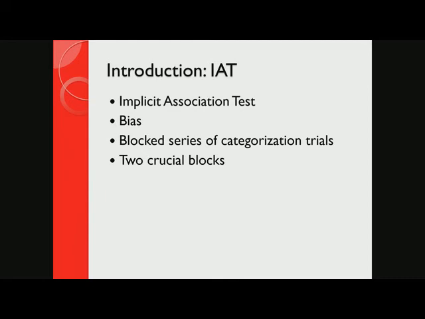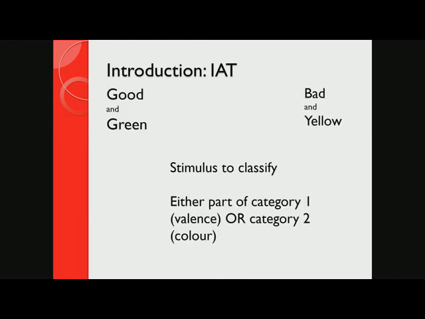And in the test, there were two crucial blocks. The first of these looks like this. The stimulus to classify is in the middle. And that stimulus is part of either one category or the other. So in my example, which I completely made up, the stimulus is either a valence stimulus, which people have to classify as being either good or bad, or it's a color stimulus, which they have to classify as green or yellow. And the trick is that the participant only has two response buttons.